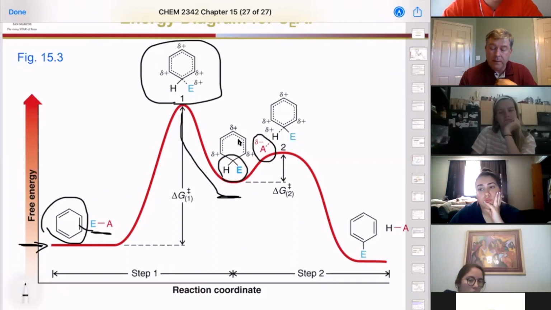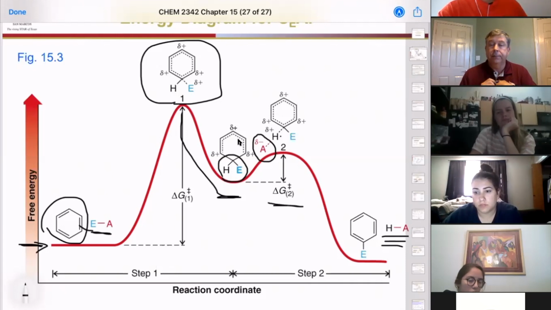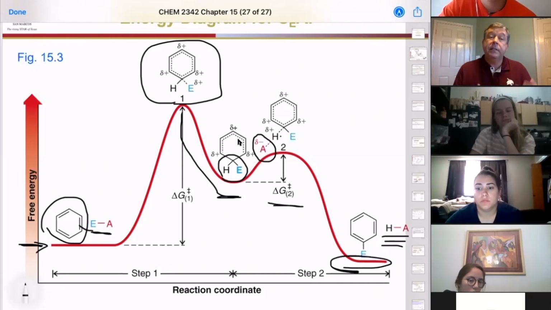And when it does, the electrons that were bonding that hydrogen to that sp3 hybridized carbon go back into the ring, and we regain aromaticity, and we lose our hydrogen, which is typically bound to whatever was acting as the base in our second transition state here. And then at the end of the reaction, we end up with our new compound, which is typically more stable than the original hydrogen on the aromatic ring.